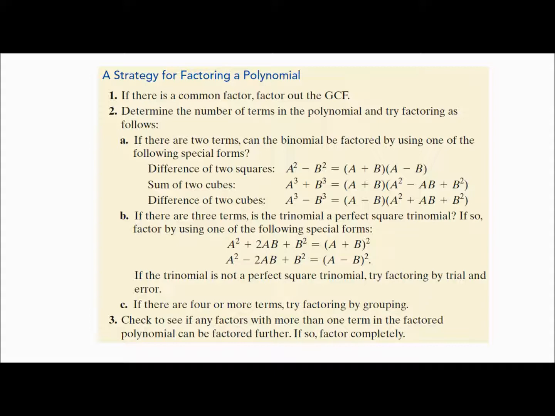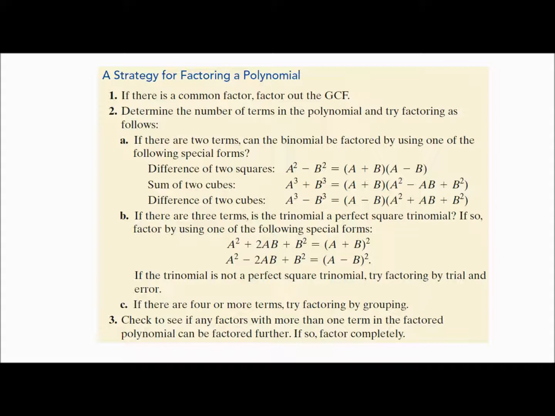First, is there a greatest common factor that would be factored out of every single term? Always look for that first. I've seen so many people run into difficulties because they forget to check if there's a greatest common factor. And then after that, you would consider several different options.